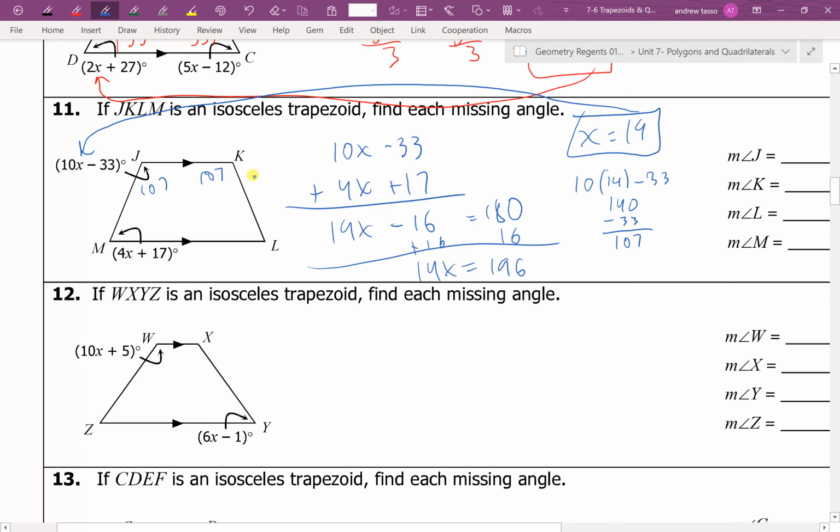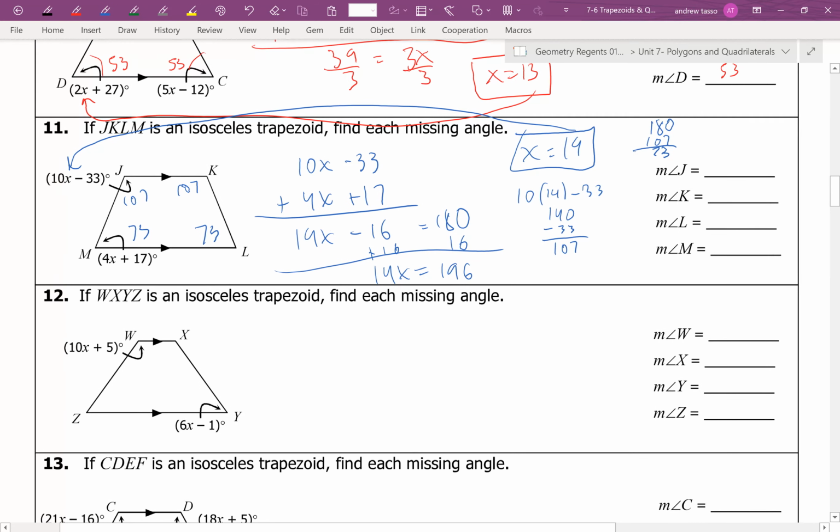So that would also be the same for K. And then we could do 180 minus 107, and that gives us 73 for the bottom two angles. Right? So we could fill them in. J is 107, K is also 107, and then 73 for the other two.